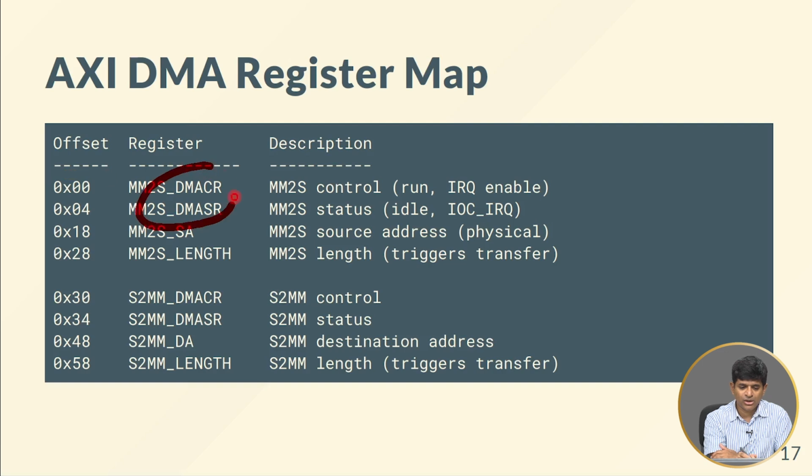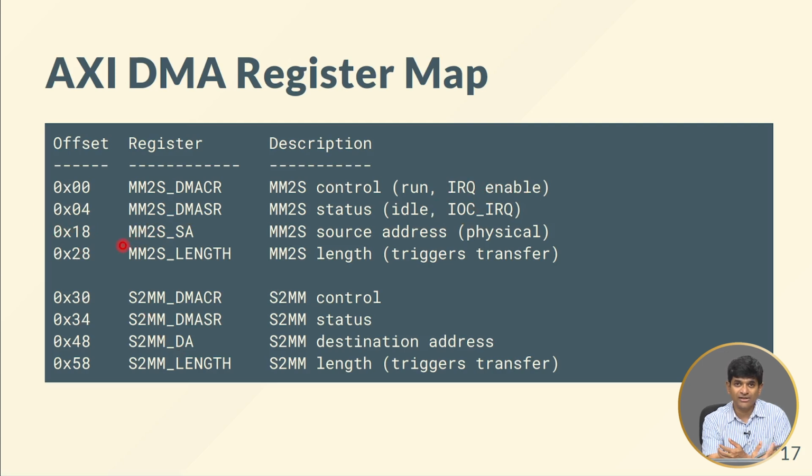There is the control and status register for MM2S, right? It, for example, allows you to set up the DMA, move it into running mode, enable IRQs. The status register tells you whether the system is idle and also whether IRQ has been activated and so on. And then you have two registers which basically say what is the source address. Remember, this is an MM2S, right?